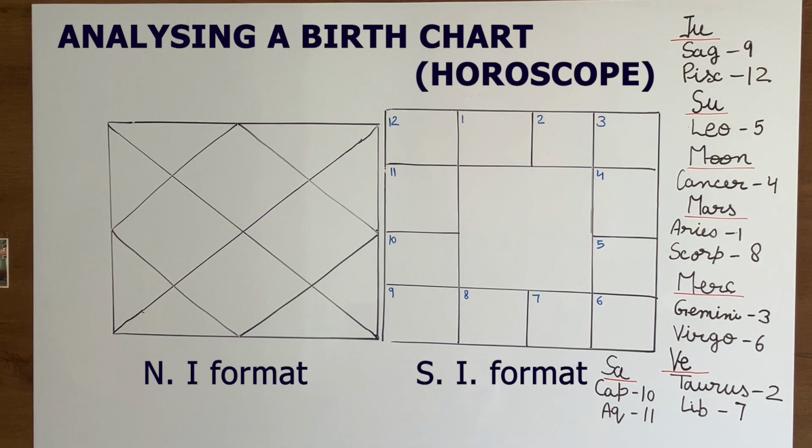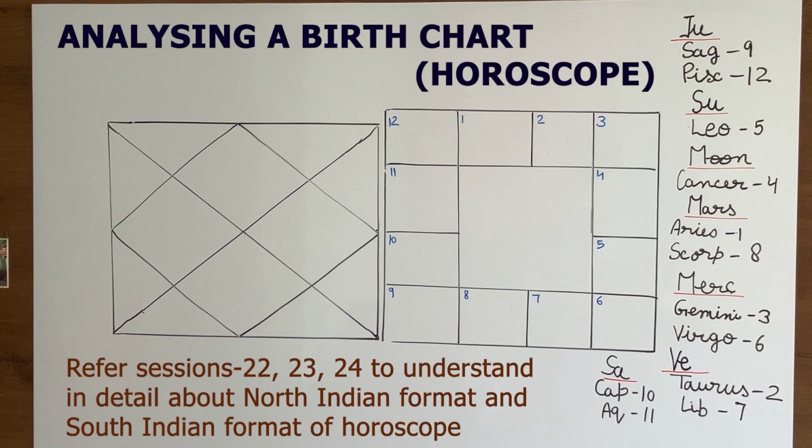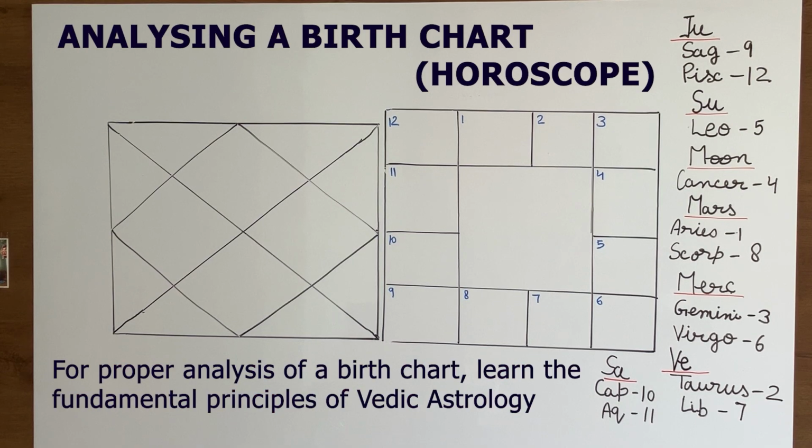I have explained both these formats of horoscope in detail in sessions 22, 23 and 24. You can refer to those sessions for better understanding. As you can see, this is the North Indian format of a birth chart and this is the South Indian format of the same birth chart. The process of reading both the birth charts is different, but the interpretation in both cases will be the same.